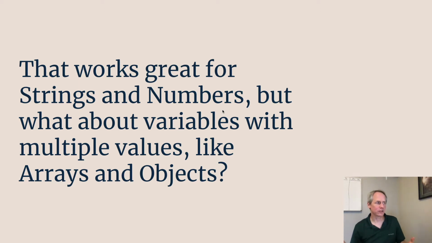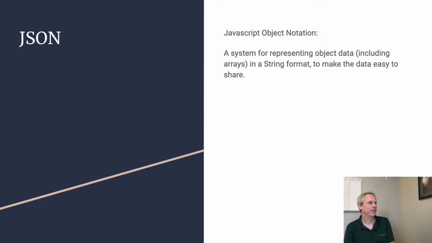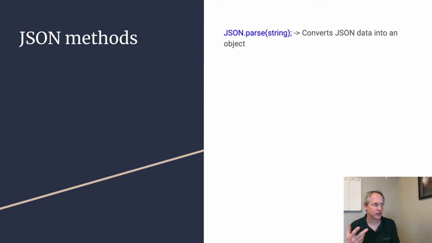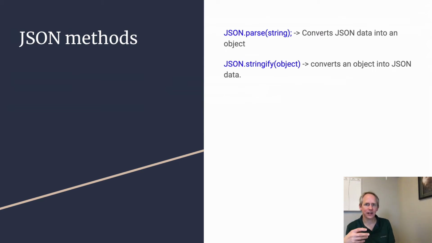Okay, so all that works great for strings and numbers, but what about more advanced things, variables with multiple values, like arrays and objects, which we'll get to later. That's where we start using JSON. JSON is JavaScript Object Notation. It's a system for representing object data, including arrays, in a string format to make that data easy to share. So there's a JSON object in JavaScript, and it has two methods that are important. JSON.parse(string), which converts JSON data into an object, and my favorite, JSON.stringify(object), which converts an object into JSON data.